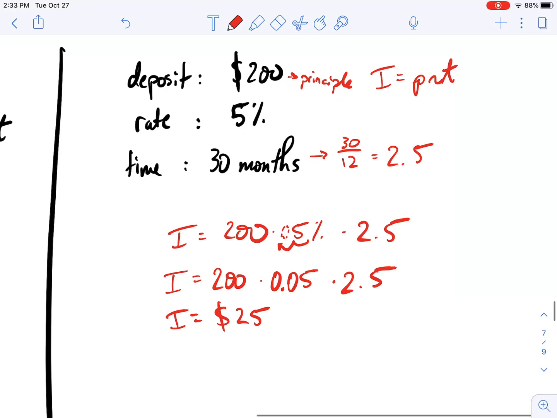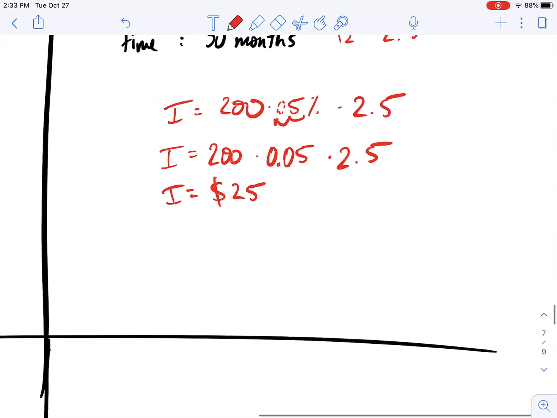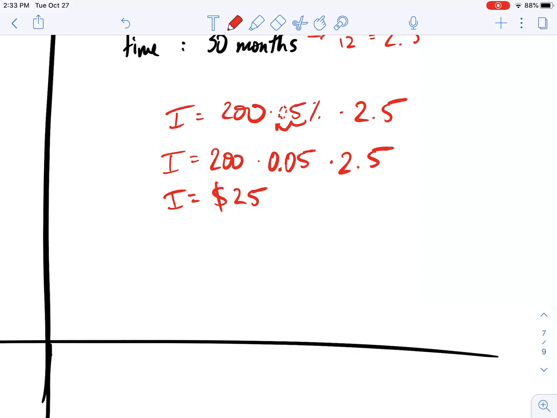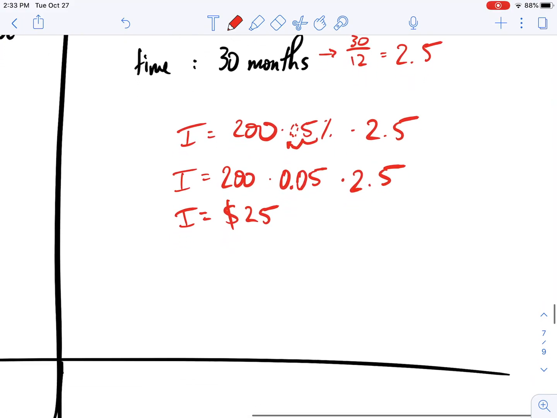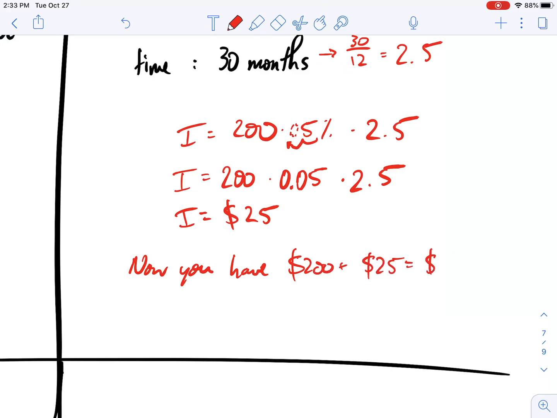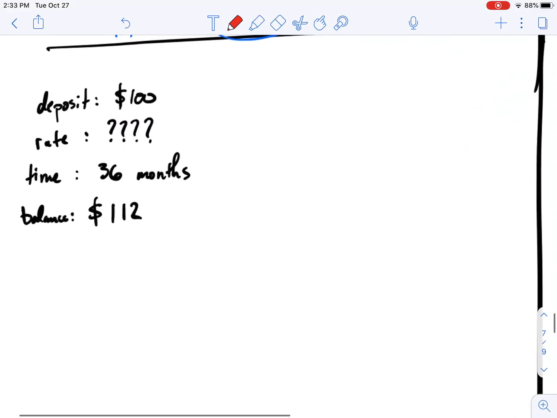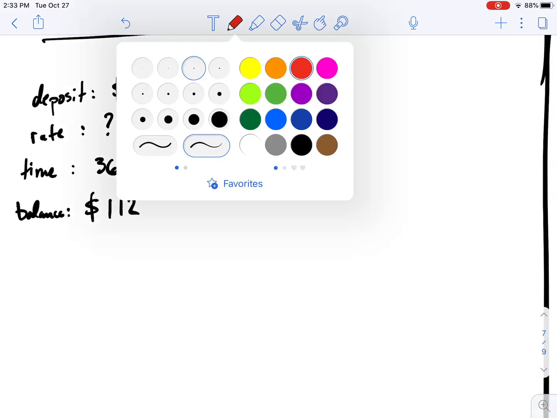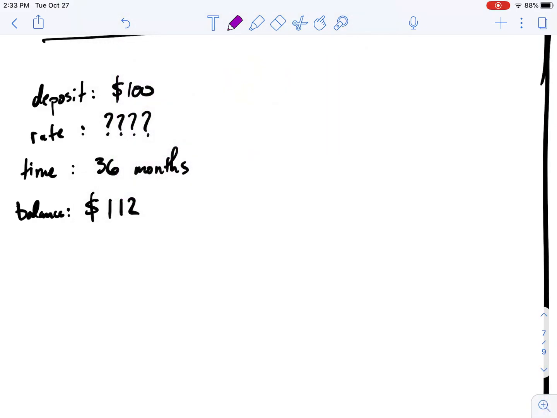So when you put $200 into that bank account with a 5% interest rate, that means after 2.5 years, if you don't touch it, you'll get $25 free, right? So now you have 200 plus $25, so you have $225 if you never touch it, okay? And then finally, here's one last one, and this one's a little trickier, okay?